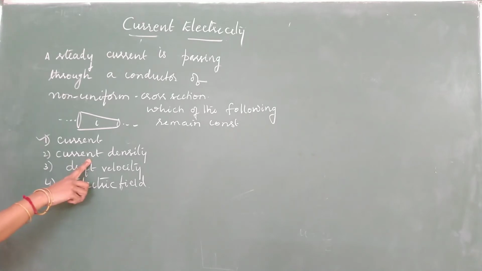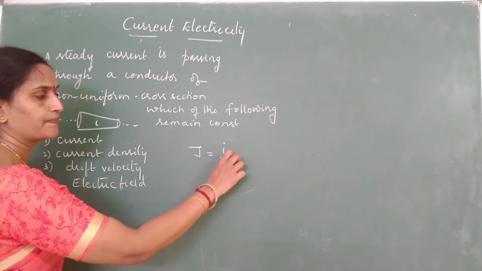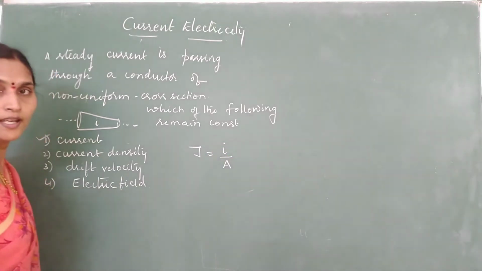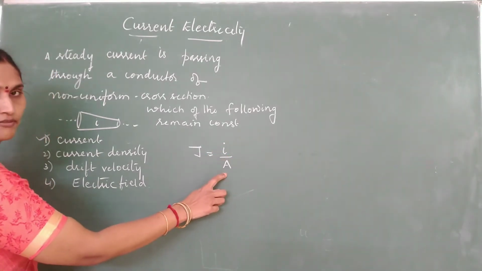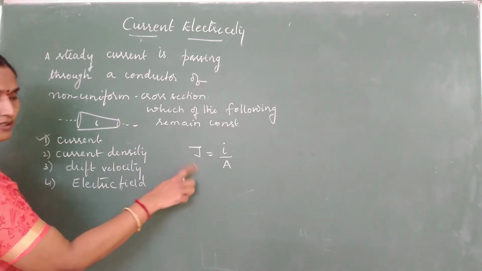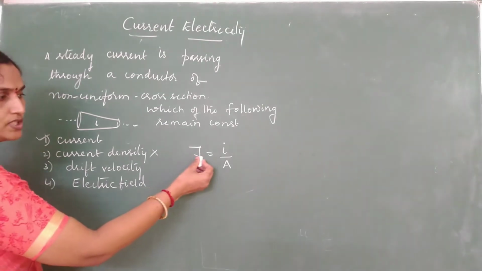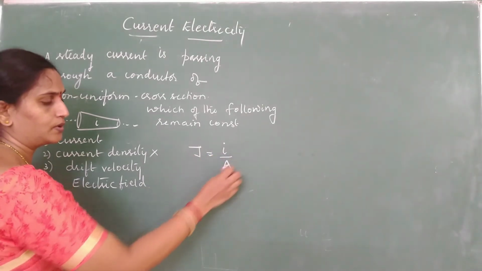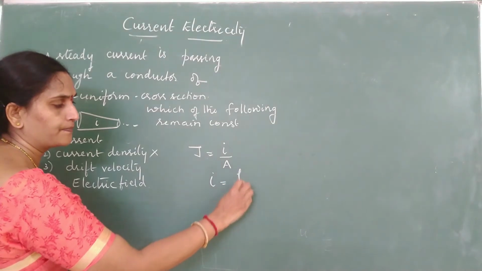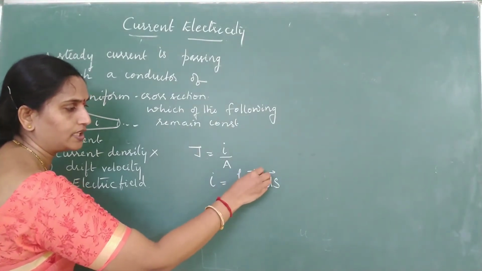Then look at current density. We know how we define current density: J is equal to I divided by A. Since area is variable, decreasing, current density also will decrease. So this is not going to remain constant. Hope you remember, no? J is I by A, or you can write I is equal to the integral of J dot dS. Current density is a vector quantity.